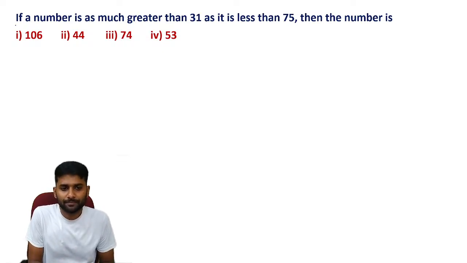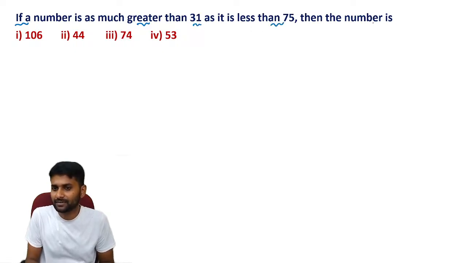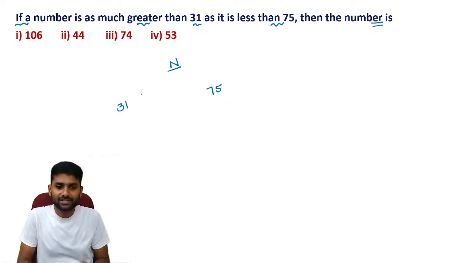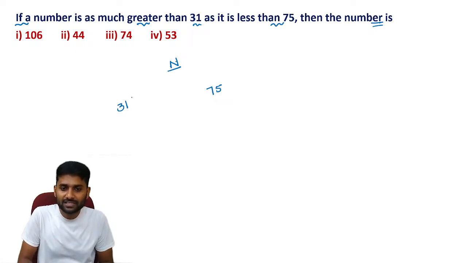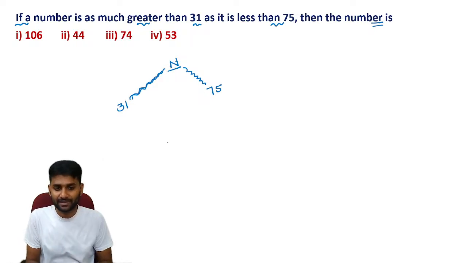Now see this data. If a number is as much greater than 31 as it is less than 75, what is the number? There is a number which is more than 31 and less than 75. They clearly mention that the number is as much greater than 31 as it is less than 75, so the difference between 31 and n and the difference between 75 and n is the same.